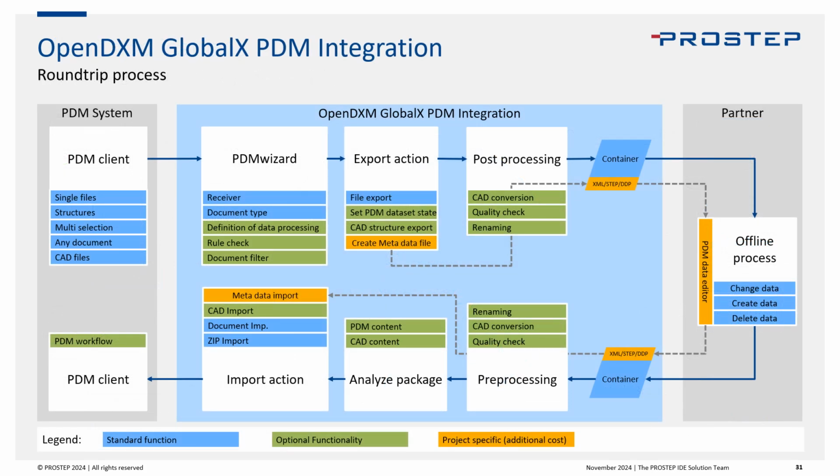The GlobalX PDM integration enables a user to work within their PDM system. Starting there, you can select documents and CAD structures or bills of material, parts, things like that. Then you can select the receiver within the PDM wizard, filter that data, do some check and analysis of that data depending on the recipient, and then click send. The process is then automated, and behind the scenes, that export action will use the API that's necessary in order to get the data.